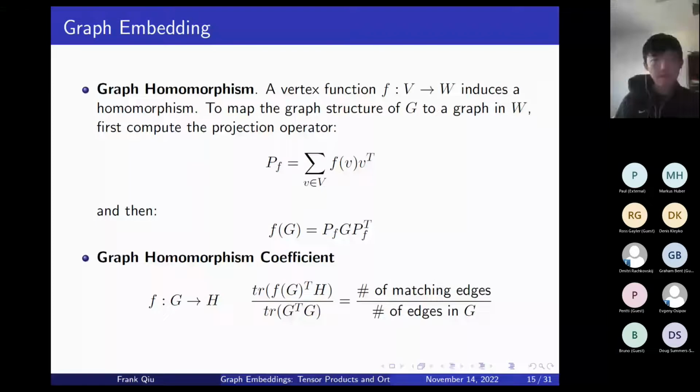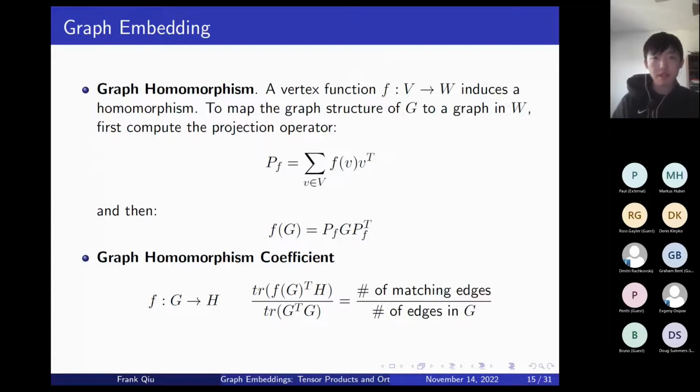You can do graph homomorphisms naturally with these graph embeddings, where again, to translate a graph using embeddings, using codebook 1 to the same embedding, but using a different vertex codebook, I can just do conjugation by an appropriate projection matrix. And similarly, I can extend this to computing something called the graph homomorphism coefficient, which computes how good a vertex function is at inducing a graph homomorphism.